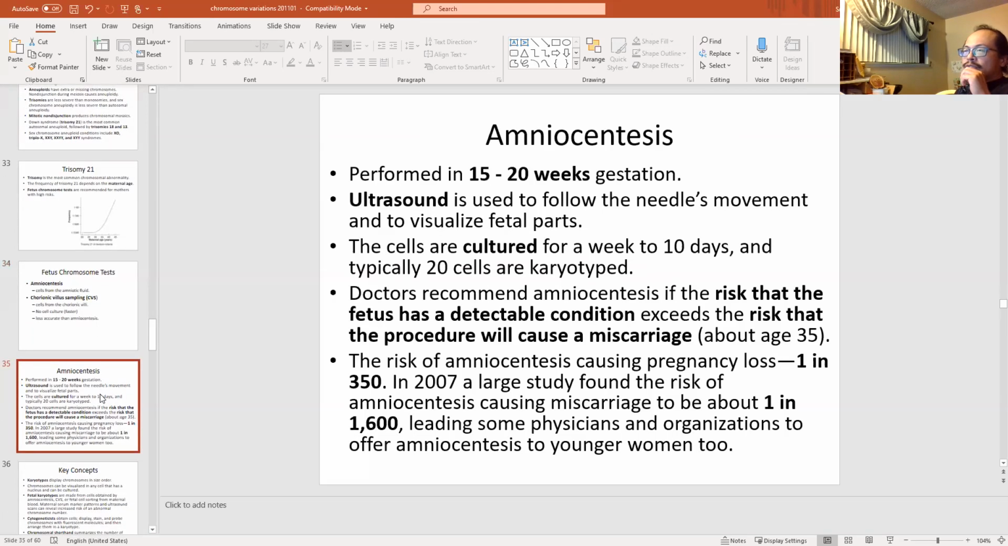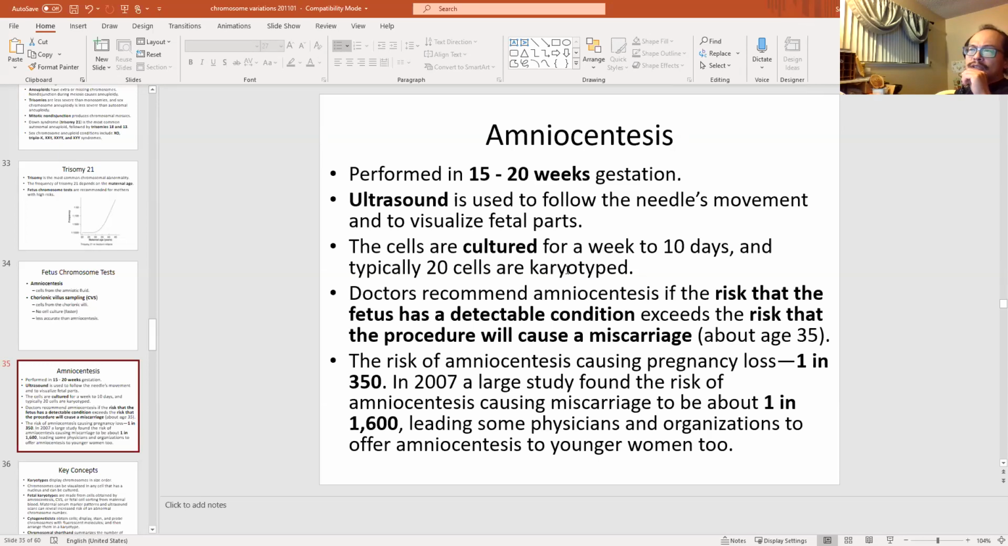All right, so let's look into amniocentesis, this technology. This one is performed at about 18 to 20 weeks gestation. To do this, we need an ultrasound, and a needle enters the amniotic fluid. The cells will be cultured for about 10 days to grow about 20 cells for karyotype.